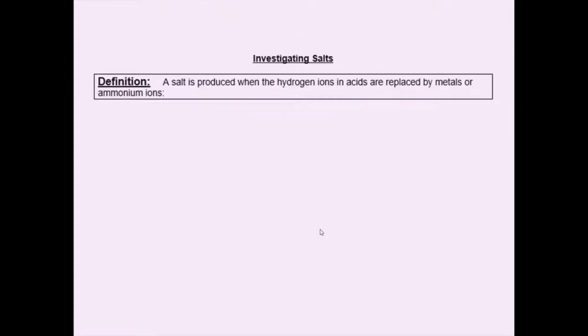Okay, so to look at investigating salts, we look at a definition that SIA have told us that you should be able to give if it says, what is a salt?